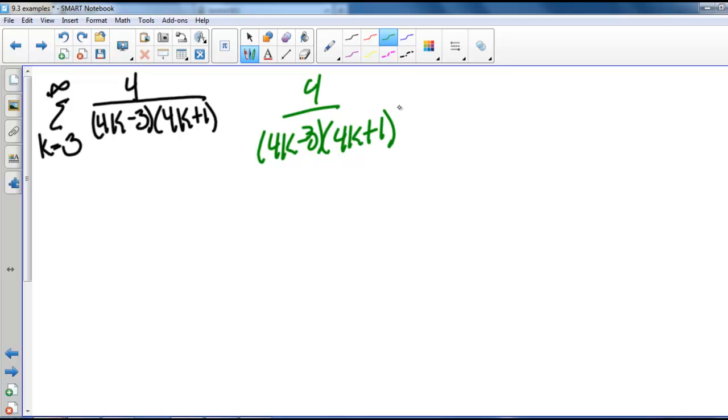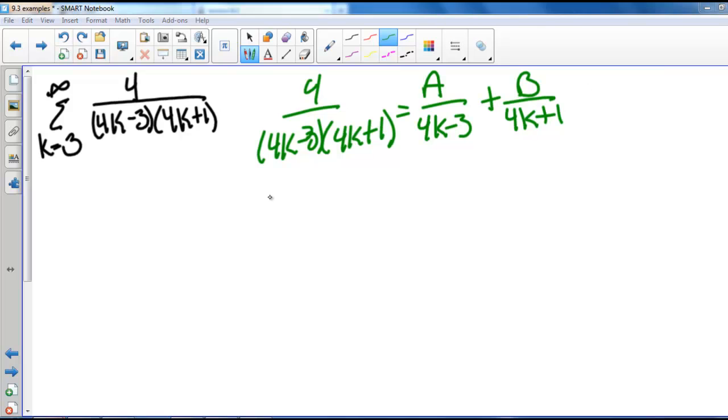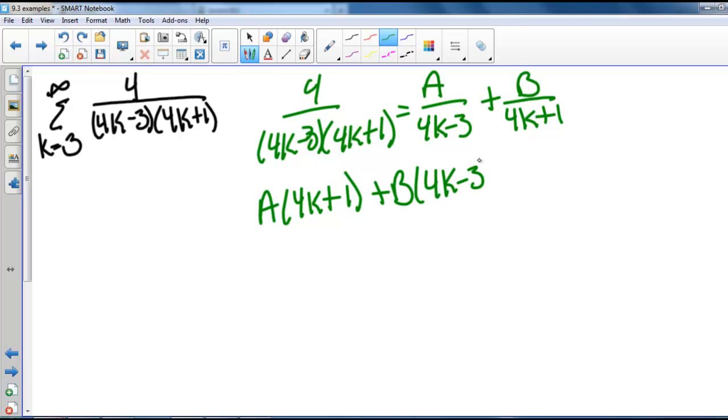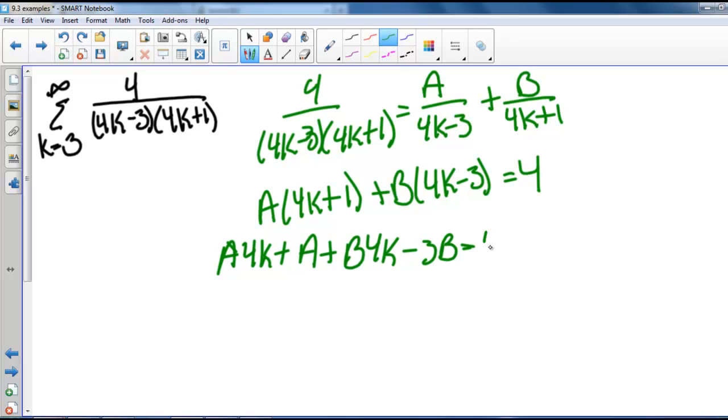equals A over 4k minus 3 plus B over 4k plus 1. So then we have A times 4k plus 1 plus B times 4k minus 3 has to equal 4. A times 4k plus A plus B times 4k minus 3B equals 4.